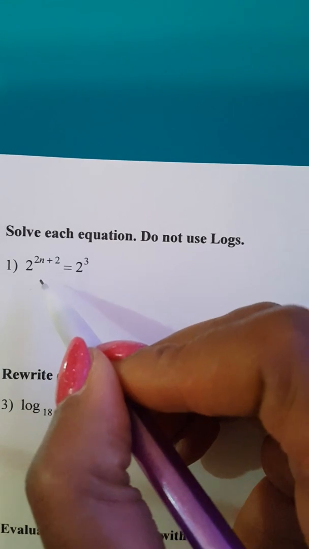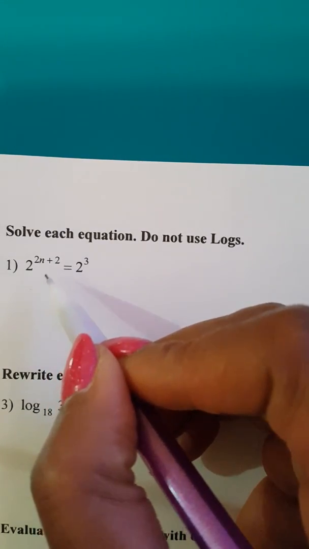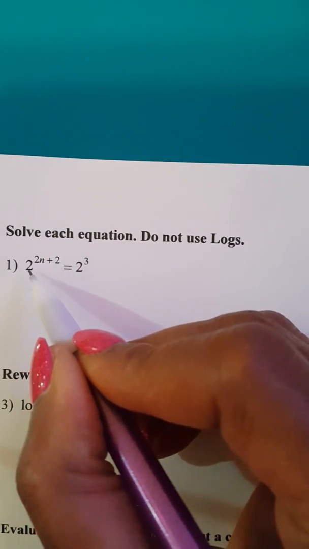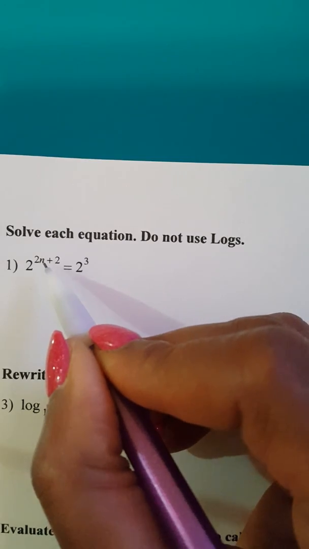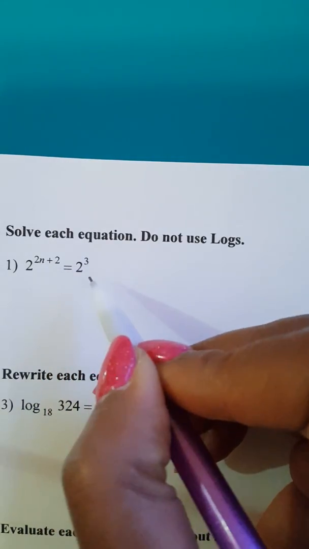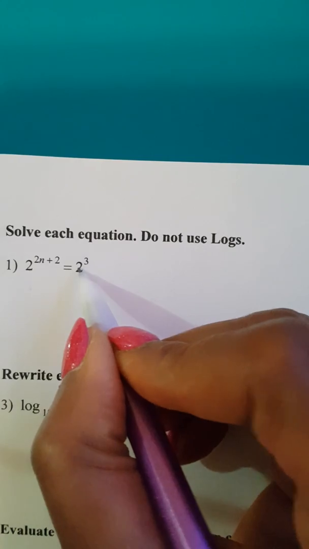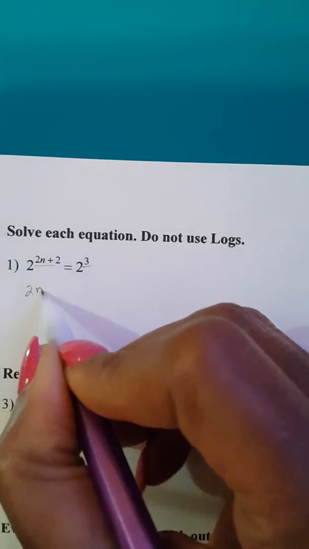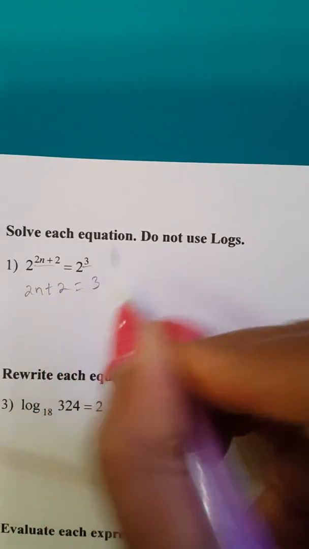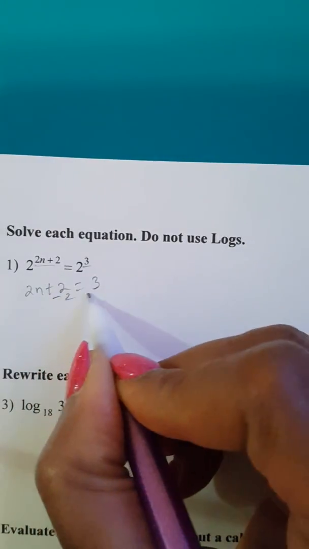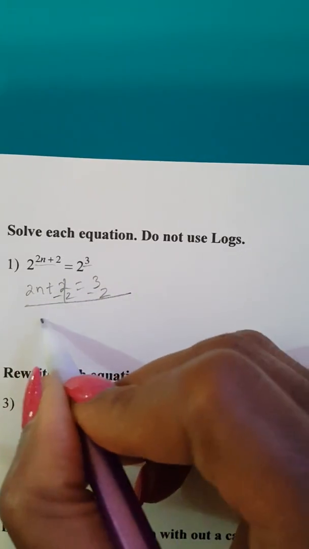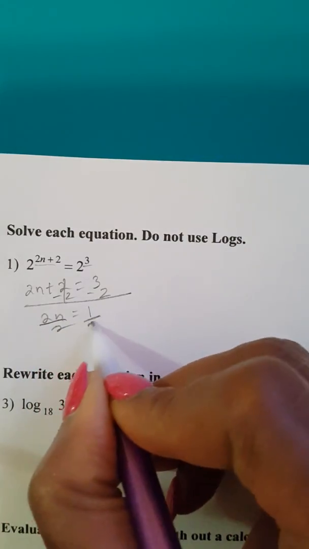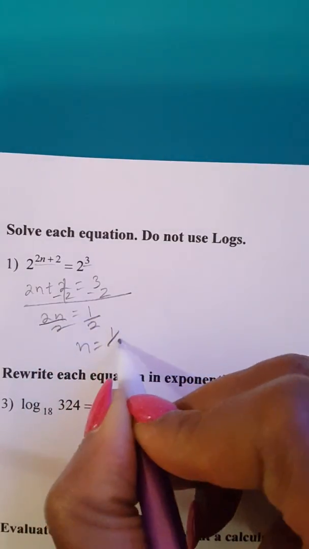The first part is to solve exponential equations, and we're not using logs here. We're using the fact that if our bases are the same, then our exponents must be the same if they are equal to each other. So as long as our bases are the same, we set the exponents equal. So 2n plus 2 equals 3. And then solve for n. Subtract 2, subtract 2. 2n equals 1. And divide by 2. So n equals 1/2.